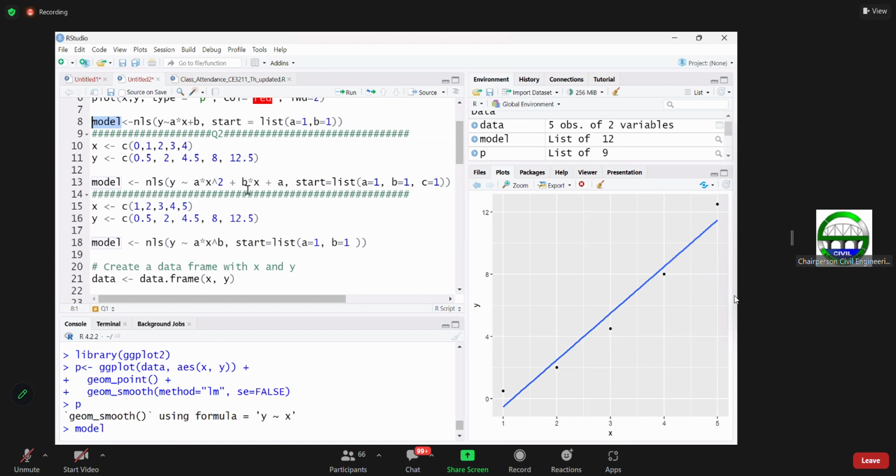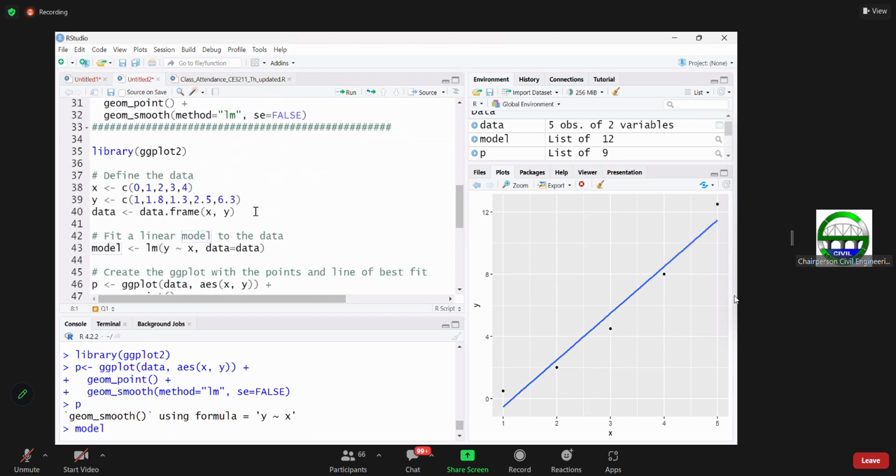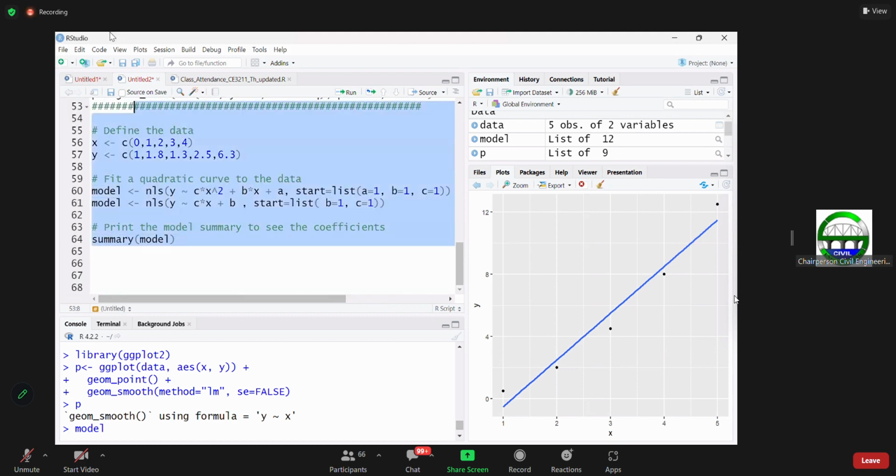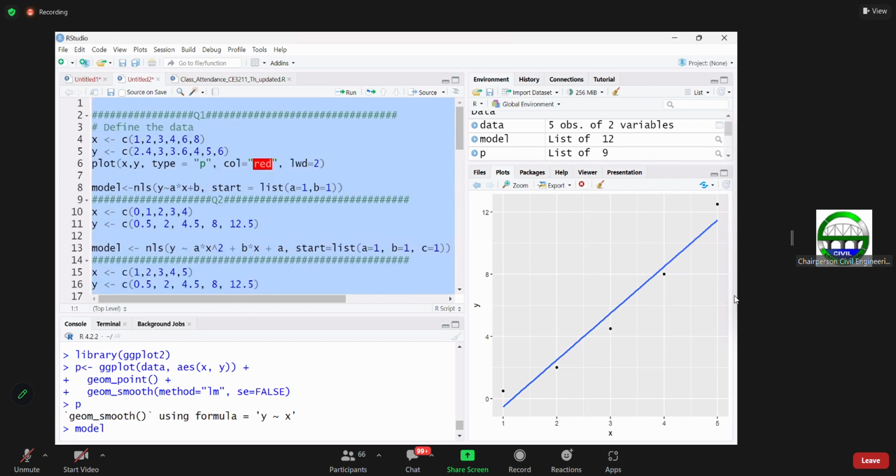So I'm going to give it to you guys. You can just copy this one, and I'm going to send it to you via mail. If you guys have any questions, please let me know.